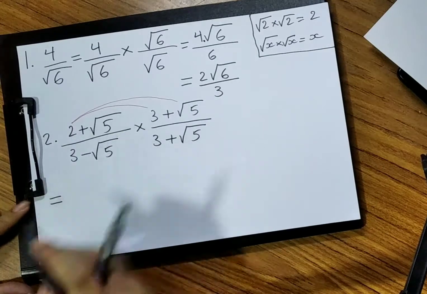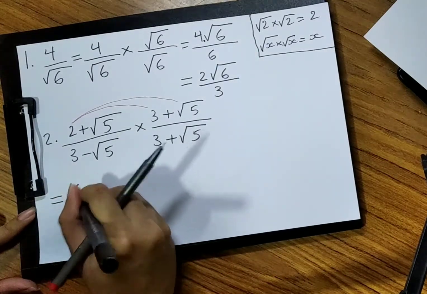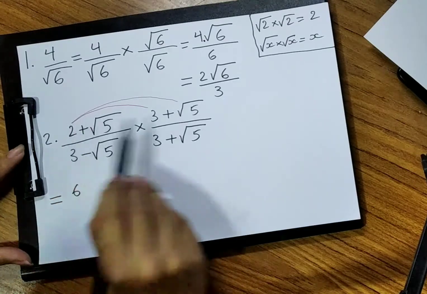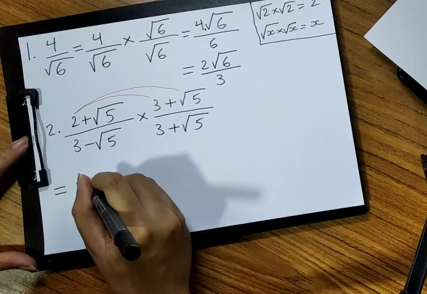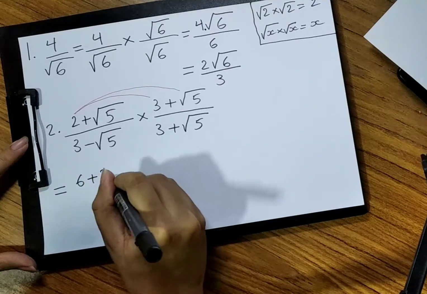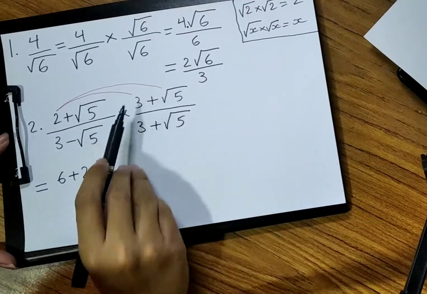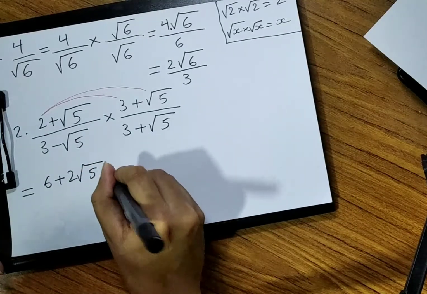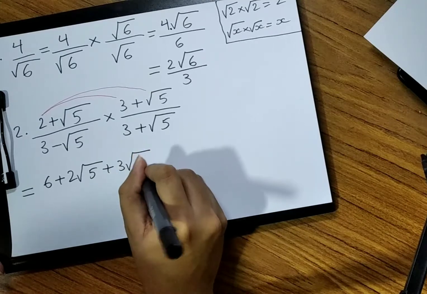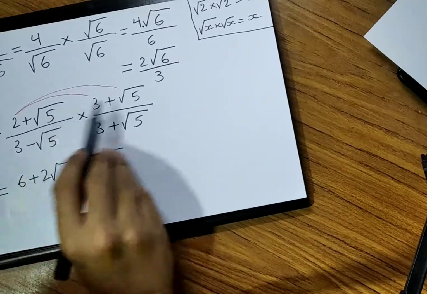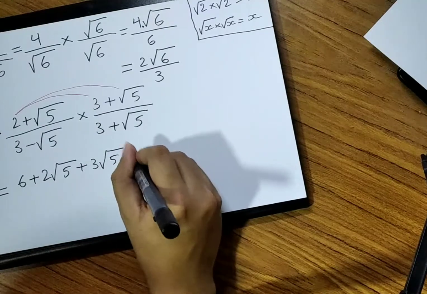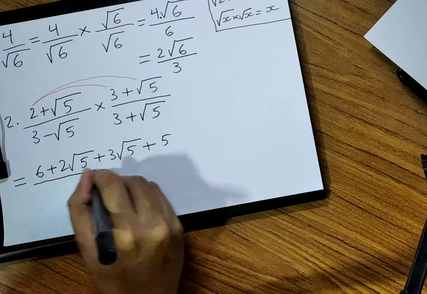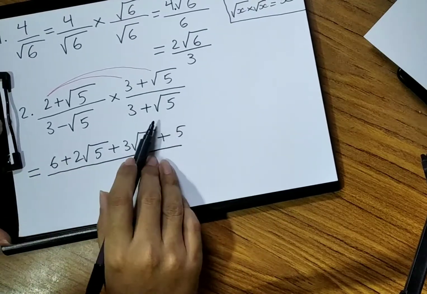Over here we got 2 times 3, which is equal to 6. I will remove this thing. 6, and then we got 2 times root 5, which is equal to plus 2 root 5. And over here, after that step, we got root 5 multiplied with 3, so it's plus 3 root 5. And the last one is root 5 multiplied root 5 will be equal to 5. Now we have done the numerator part, so time for the denominator part.